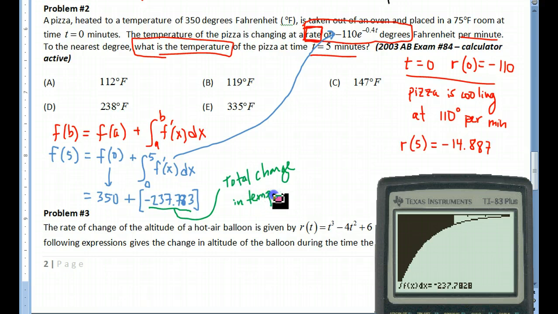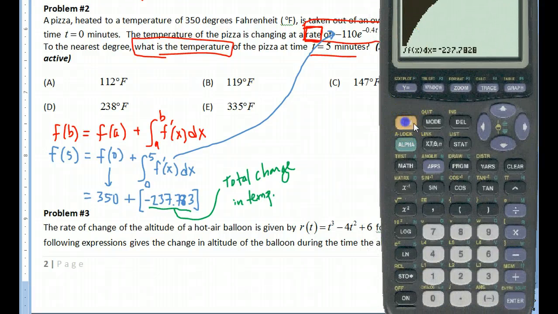So does that mean the temperature is negative? It's cooling off, the change is negative, meaning the temperature goes down. So it's not a negative temperature, it's a negative change. So that means f of 5, the temperature of the pizza, is 350 minus 237.